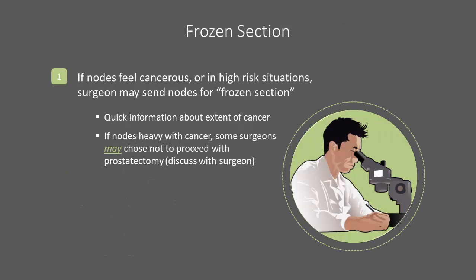In the operating room, if the lymph nodes feel cancerous, or in high-risk situations, the surgeon may send the nodes for a so-called frozen section. This is an examination done by a pathologist which provides quick information about the extent of cancer. If the lymph nodes are heavy with cancer, some surgeons may choose not to proceed further with prostatectomy. This is not a clear-cut issue, however, and should be discussed ahead of time with your surgeon.